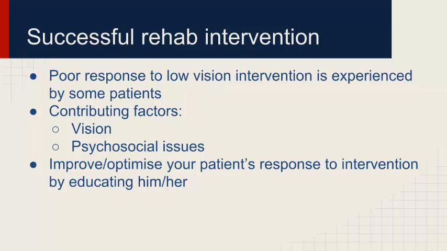Now, studies have shown that in order to optimize a low vision intervention, you should actually start by educating the patient about their sight loss first. So talk to them about the physical cause of their vision impairment. For example, if they have macular degeneration, explain to them that it's the macula, the central 10 degrees of their retina that's been affected, and then describe the functional impact of what that means.